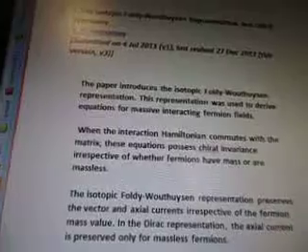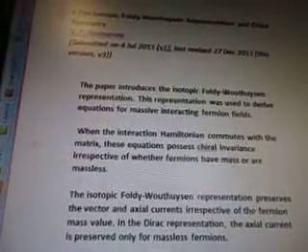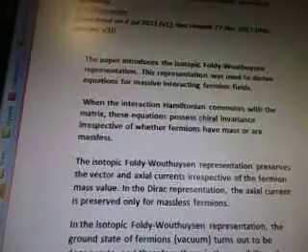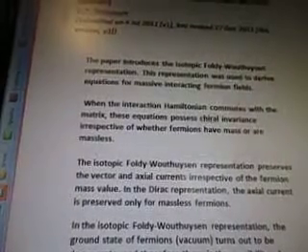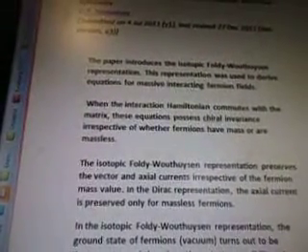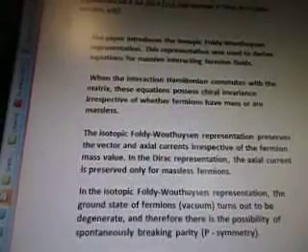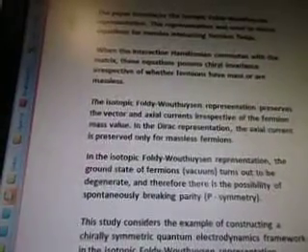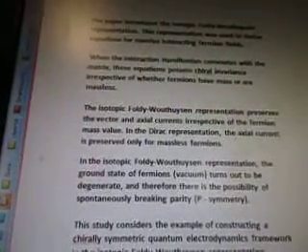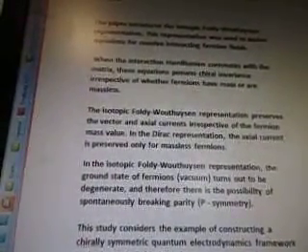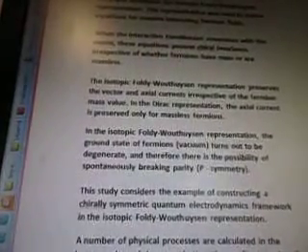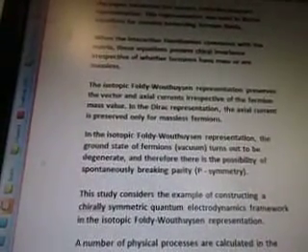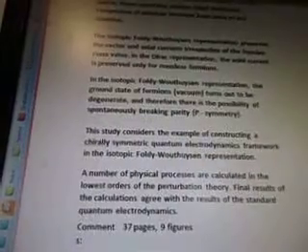This representation was used to derive equations for massive interacting fermion fields. When the interaction Hamiltonian commutes with the matrix, these equations possess Chiral invariance irrespective of whether fermions have mass or are massless. The isotopic Foldy Wouthuysen representation preserves the vector and axial currents irrespective of the fermion mass value. In the Dirac representation, the axial current is preserved only for massless fermions.